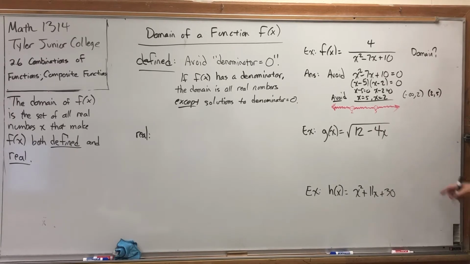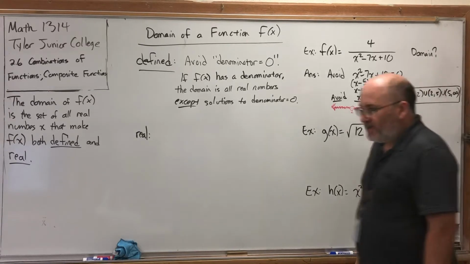And the final interval to the right of 5 is 5, comma infinity. So we would just union them together. And so the domain would be negative infinity to 2, both with parentheses, union, 2 to 5, both with parentheses, union, 5 to infinity, both with parentheses.